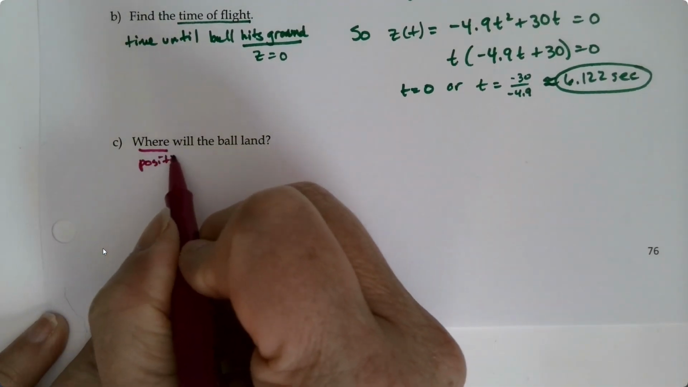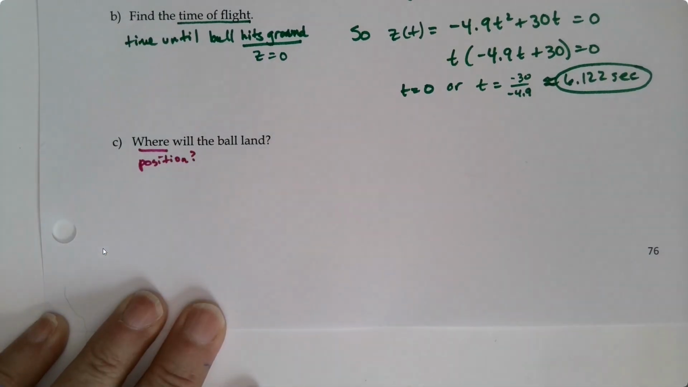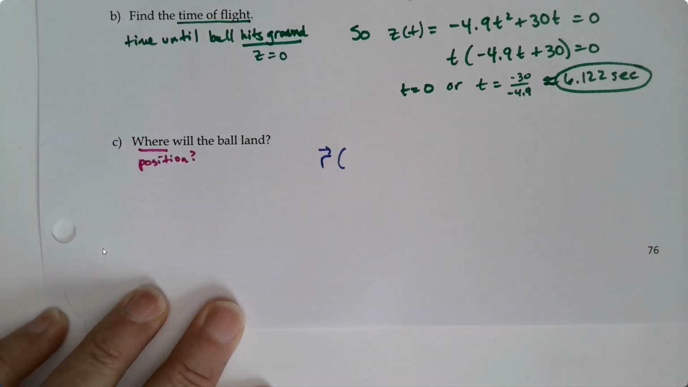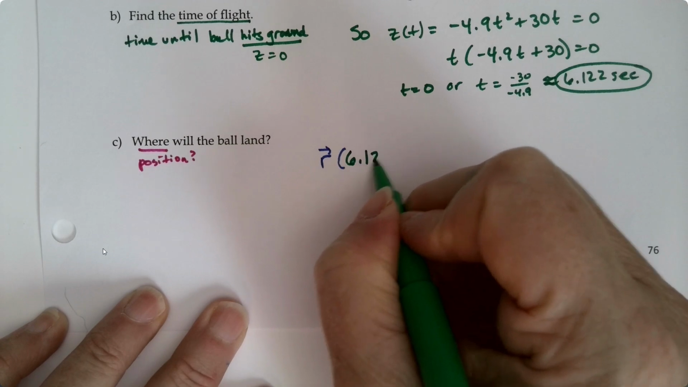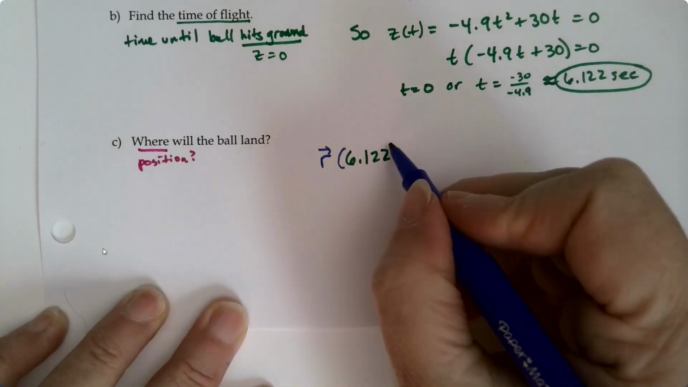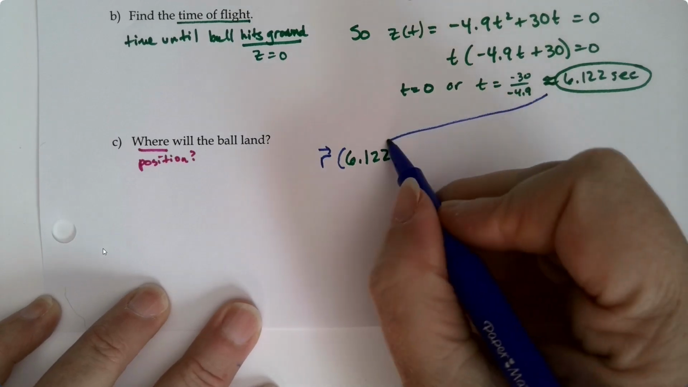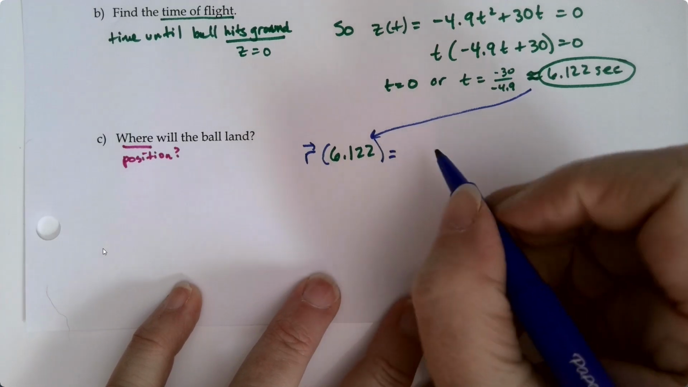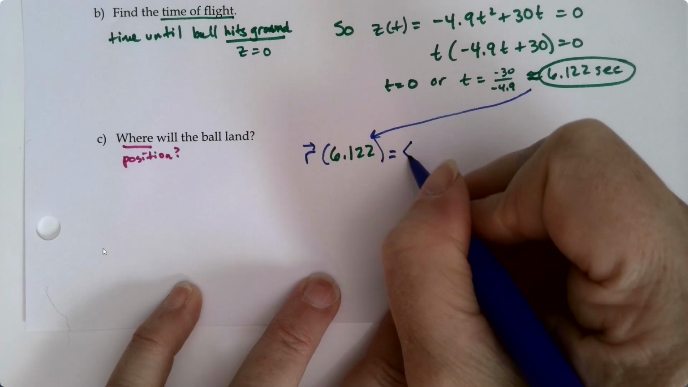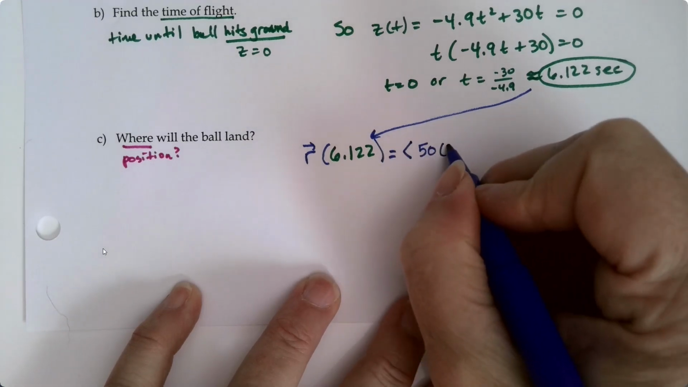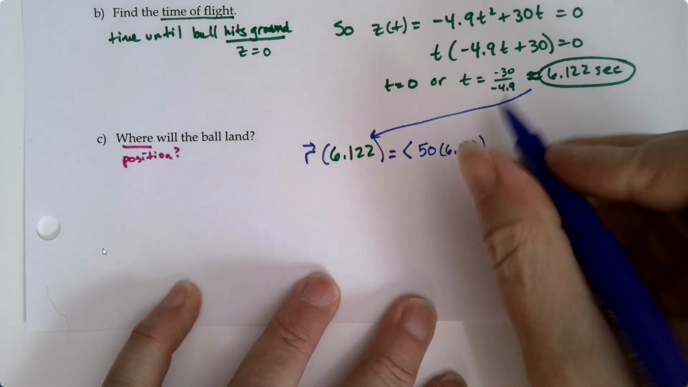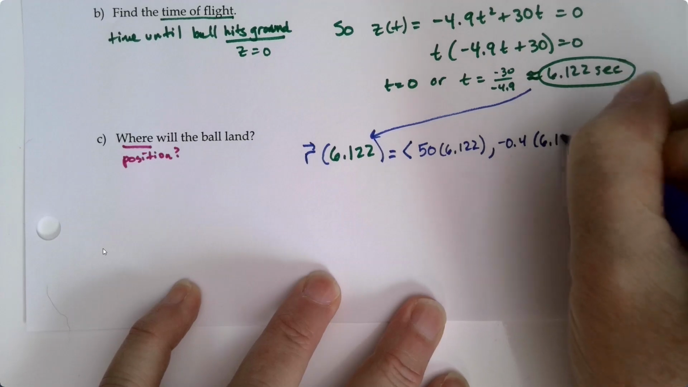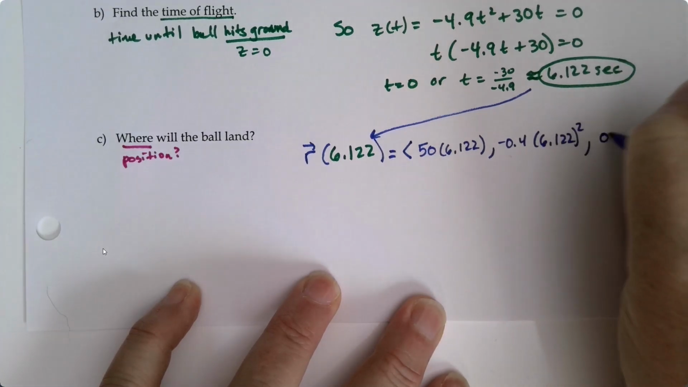That's position. So what it's really asking you is, hey, what's the position function at 6.122? I know what the z component is going to be. The z component is going to be 0, or it better be. But what about the other two components? So that would be 50 times 6.122. That would be negative 0.4 times 6.122 squared, and then 0.